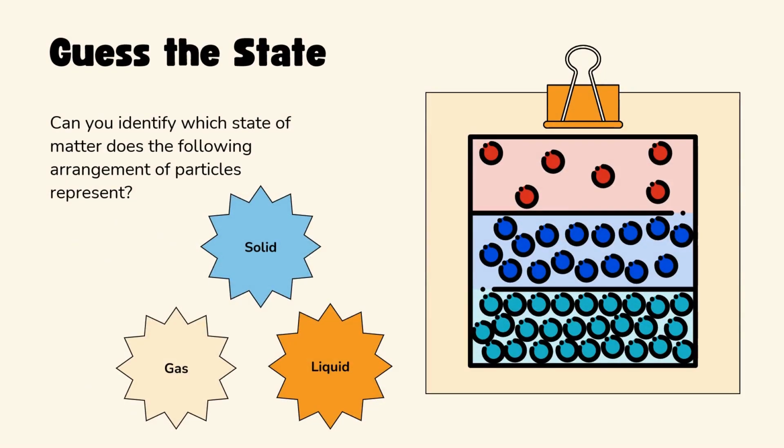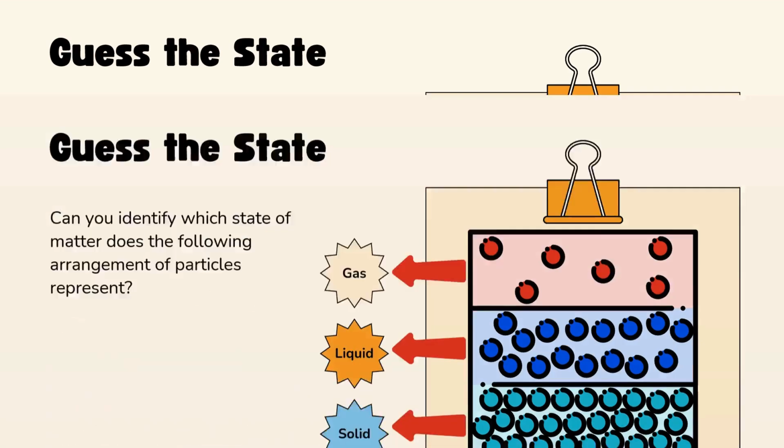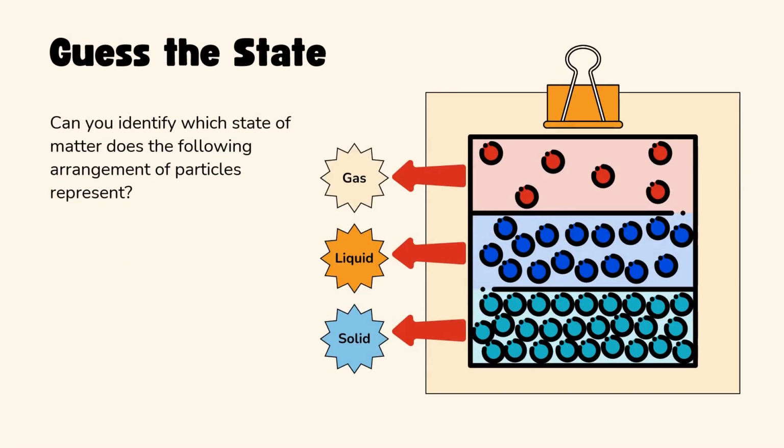Guess the state. Can you identify which state of matter the following arrangement of particles represents in the picture given? Pause the video, think, and then answer. If you answered gas for the first part, liquid for the second, and solid for the third, because gases have wide spaces between them, liquids have very little space between the particles, and solids are tightly packed, you are correct.